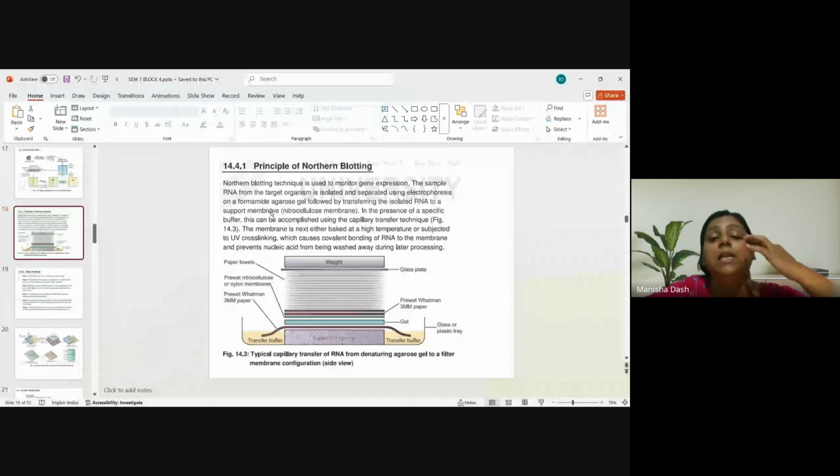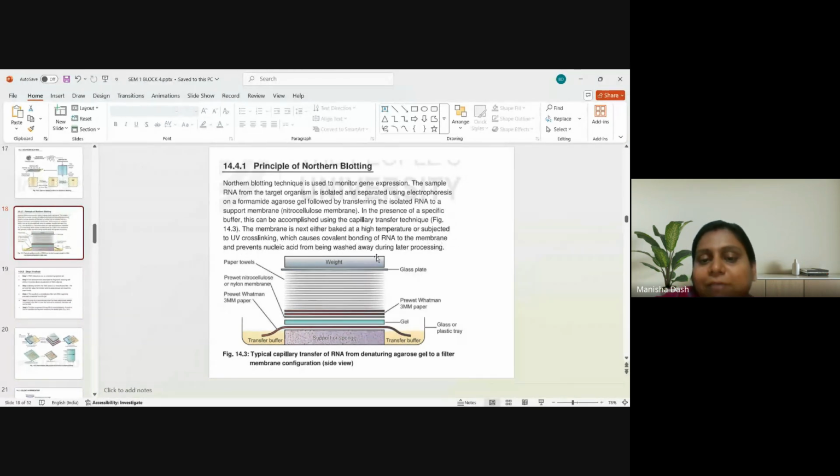So northern blotting technique is used to monitor the gene expression. That is why we are targeting RNA instead of DNA. The sample RNA from the target organism is isolated and separated using electrophoresis on a formamide agar gel, followed by transferring the isolated RNA to a support membrane. The membrane is usually a nitrocellulose membrane. In the presence of a specific buffer, this can be accomplished using the capillary transfer technique. The membrane is next either baked at a high temperature or subjected to UV cross-linking, which causes the covalent bonding of RNA to the membrane.